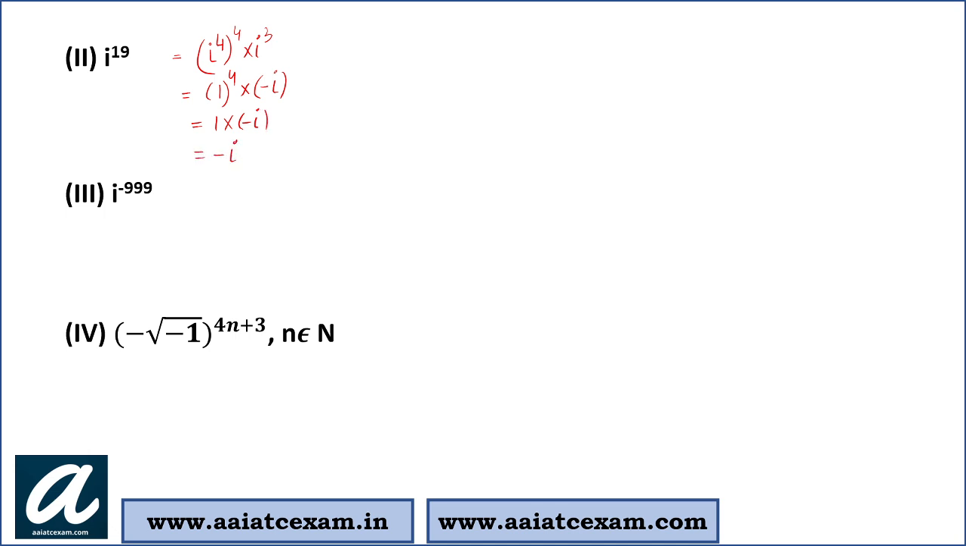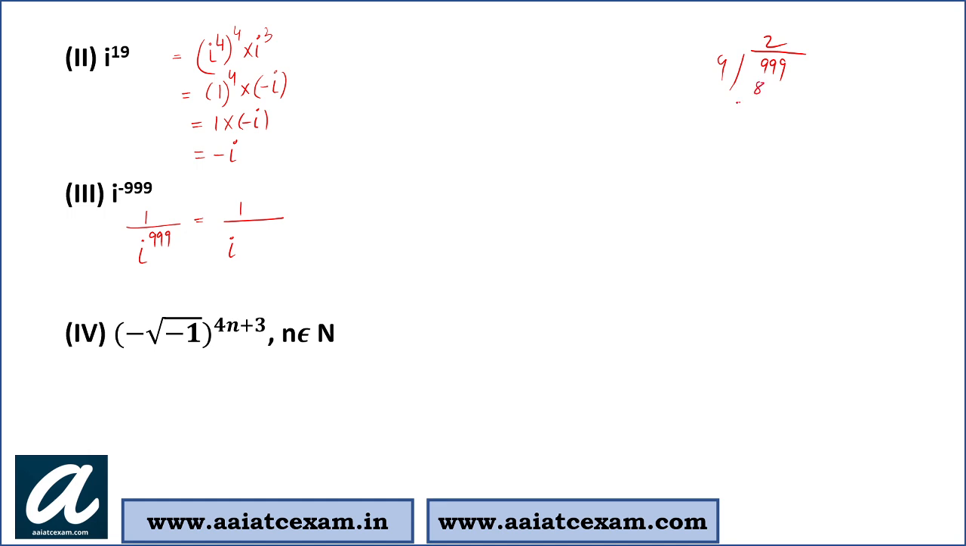Next is iota raised to the power 999. So I can write, students, 1 upon iota raised to the power 999, which can further be written as 1 upon, what is iota raised to power 999? So I can write it as iota raised to power, just divide 999 by 4, you'll get 249.